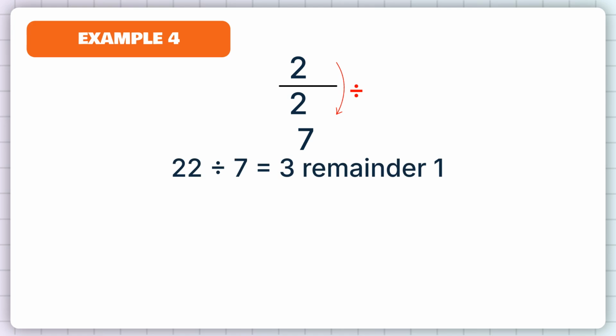Now let's convert 22/7 to a mixed number. First, we divide the numerator by the denominator. So 22 divided by 7 equals 3 with a remainder of 1. Then, we use the answer as the whole number part and the remainder as the numerator. We keep the same denominator. So 22/7 equals 3 1/7.